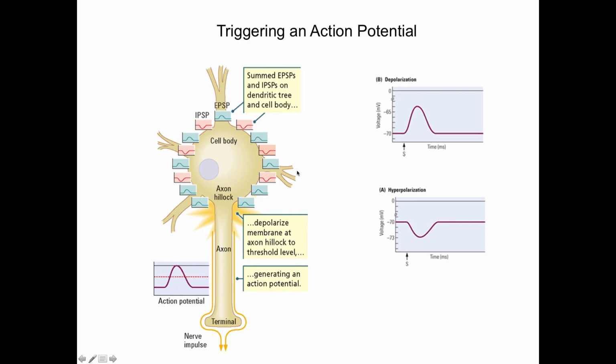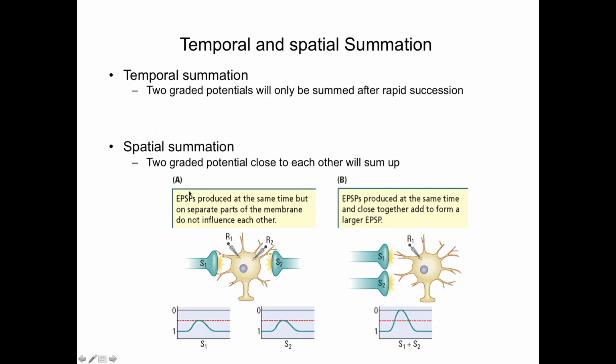Okay, so definitely look over this picture, maybe draw it out once or twice. It's a very important picture. So there are two things that are important to create an action potential. We have temporal summation and spatial summation.